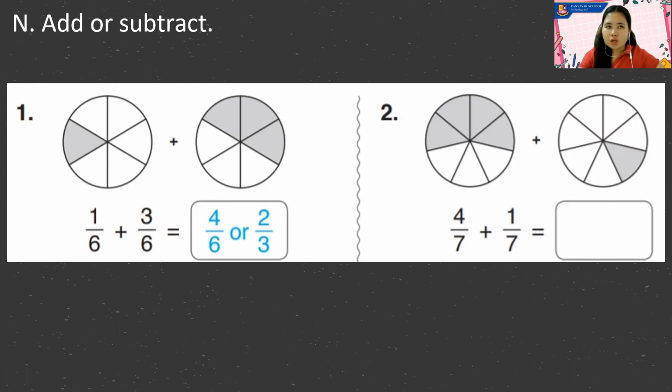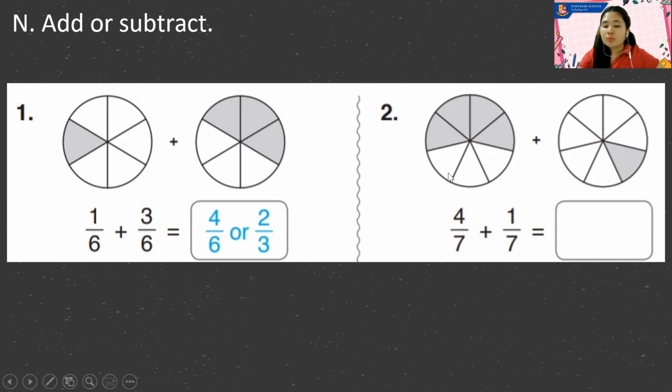Because when you answer fractions, you can answer in lowest term also. 4 divided by 2, the answer is 2. 6 divided by 2, the answer is 3. If you answer 4/6, that is correct. If you answer 2/3, that is also correct. It depends on you what you will answer.